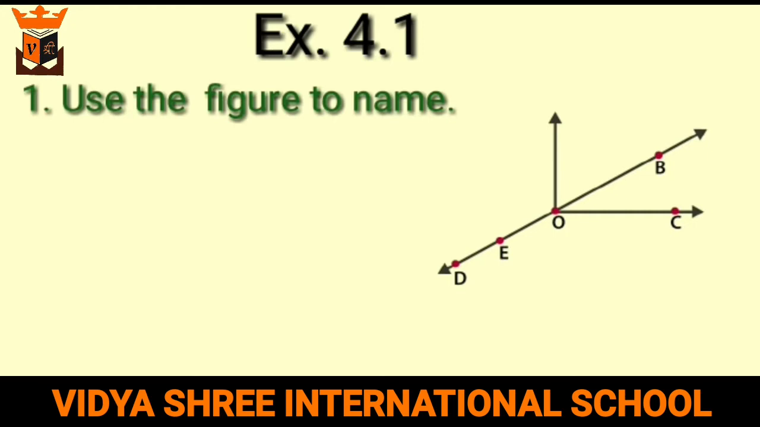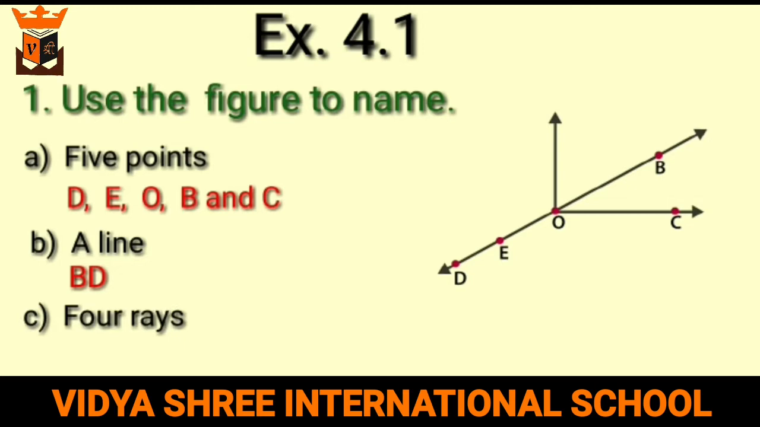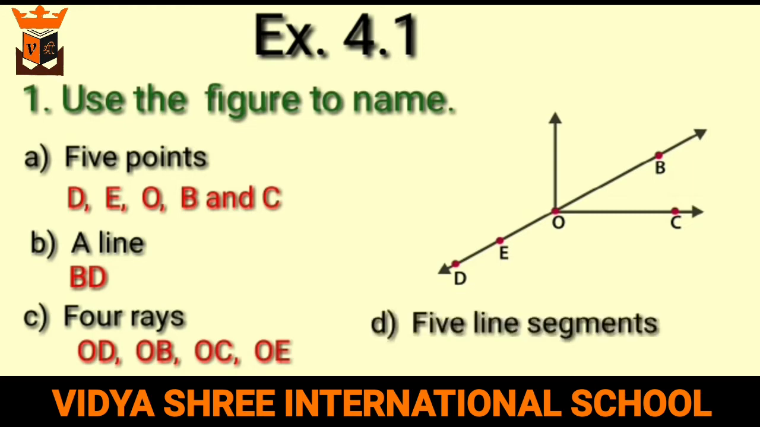Now let us try to solve the questions of exercise 4.1. First question is, use the figure to name. First part is 5 points. Here in this figure, the 5 points are D, E, O, B and C. B part is a line. Here BD is a line. C part is 4 rays. In this figure, OD, OB, OC and OE are the 4 rays. D part is 5 line segments. DE, EO, OB, OC and BE are the 5 line segments.